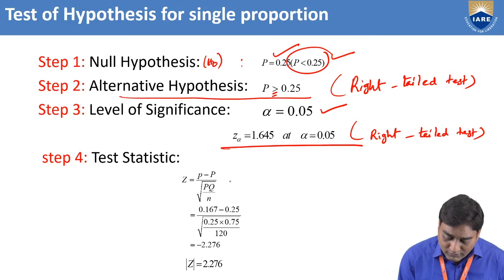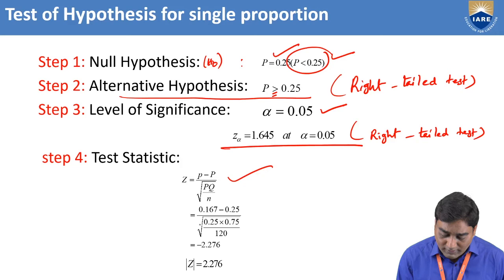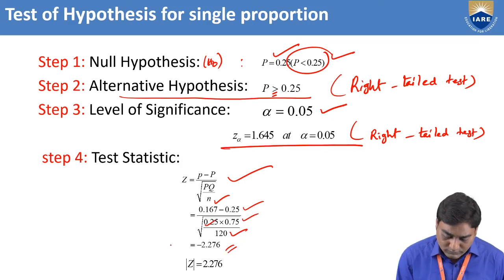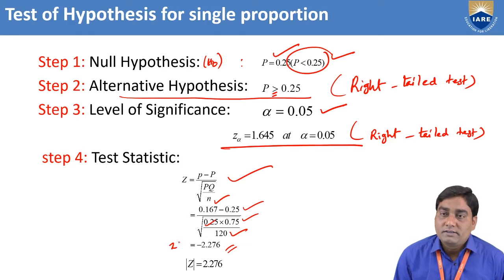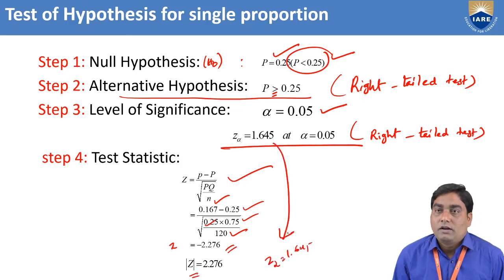The test statistic formula is Z equal to small p minus capital P, divided by the square root of P Q by n. All values we know. Small p is 0.165, capital P is 0.25, capital Q is 0.75, by sample size n equal to 120. If we simplify, minus 2.276. We can take the positive value, mod Z. And Z alpha is 1.645 from the level of significance.